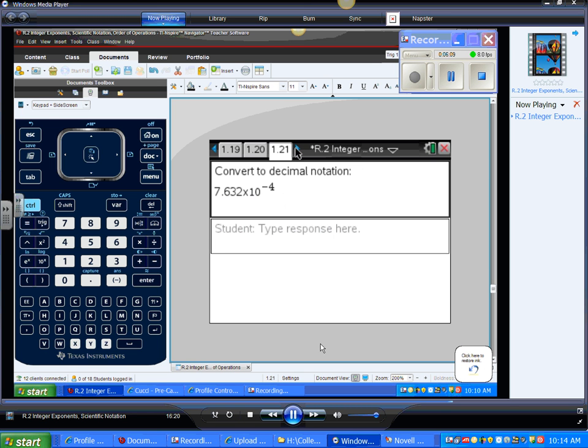All right, so we're going to convert this to decimal notation. So again, look at that exponent. It's a negative. That means the original number was very small. So should we move that decimal to the right or the left? We're going to move it to the left. So you should have 0.0007632. And there it is in decimal notation.